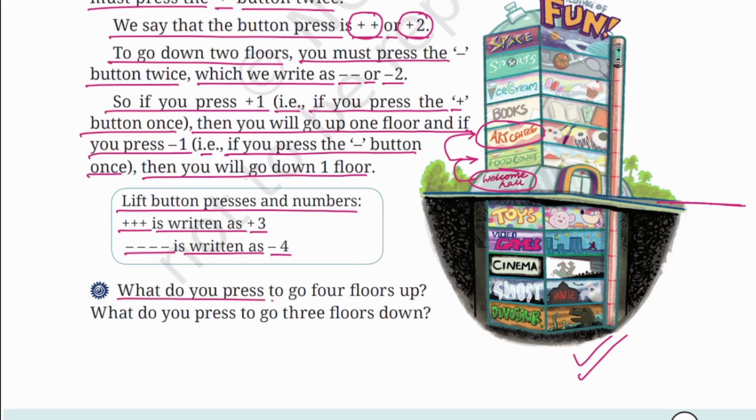What do you press to go 4 floors up? What do you press to go 3 floors down? To go 4 floors up, you have to press the plus button 4 times, or it can be written as plus 4. To go 3 floors down, you have to press the minus button 3 times, or it can be written as minus 3. Kindly see Bella's Building of Fun.